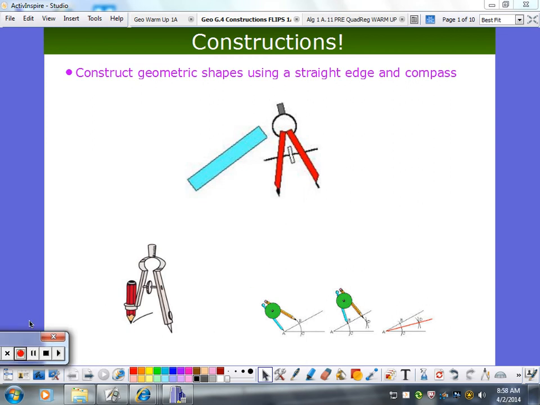We're all very excited and we're looking at our compasses and our straight edges. So that protractor you have, it's not a protractor anymore, it's just a straight edge. You don't use a protractor, you can fold a piece of paper in half. Straight edge, yes?